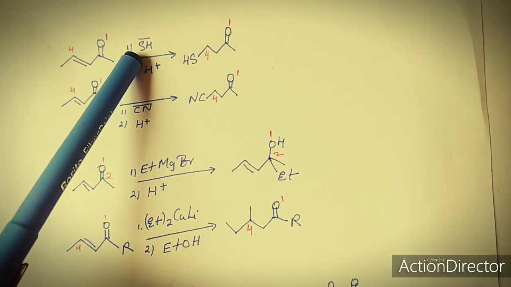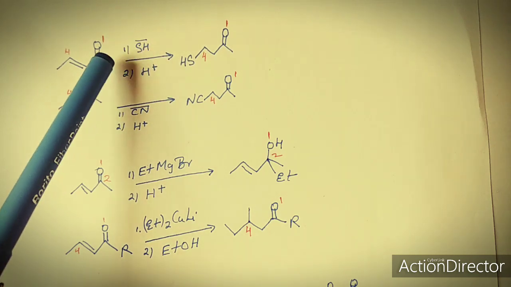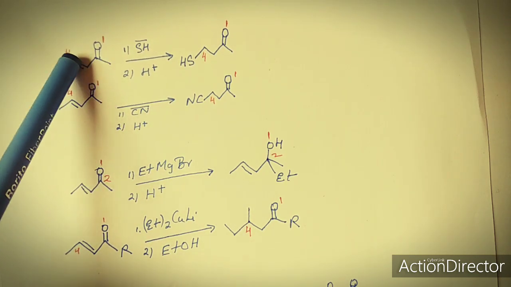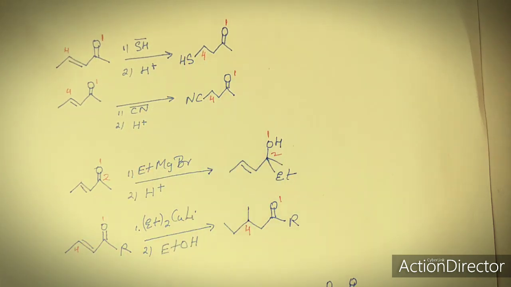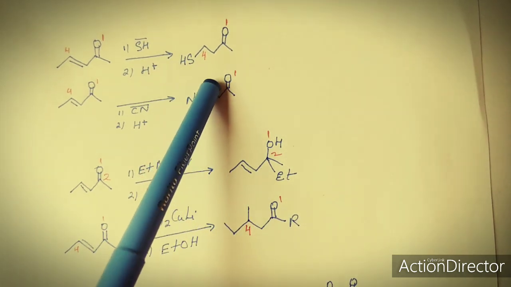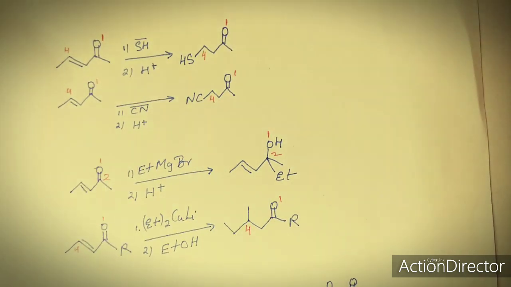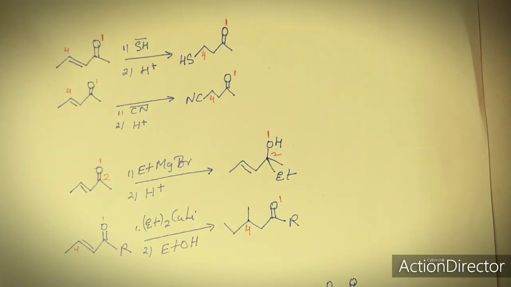Similarly, these are also weak bases, so they won't be able to attack in a 1,2 manner. They will attack in a 1,4 manner on this softer target, that is the carbon double bond carbon. So we will get a 1,4 product. As you can see, in all these cases we are getting a product of the type 1,4.